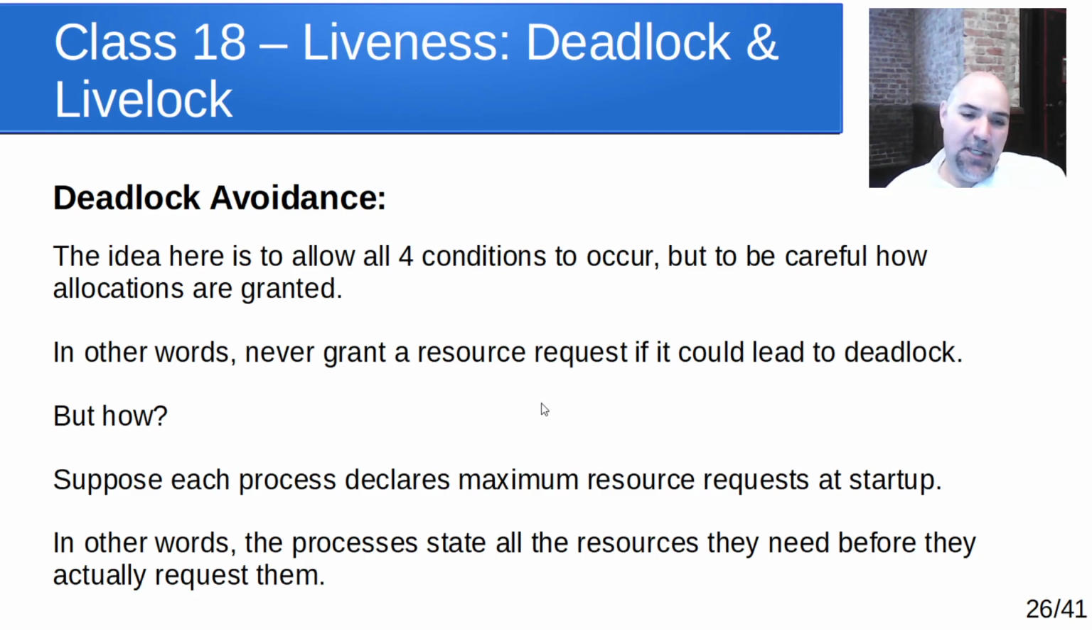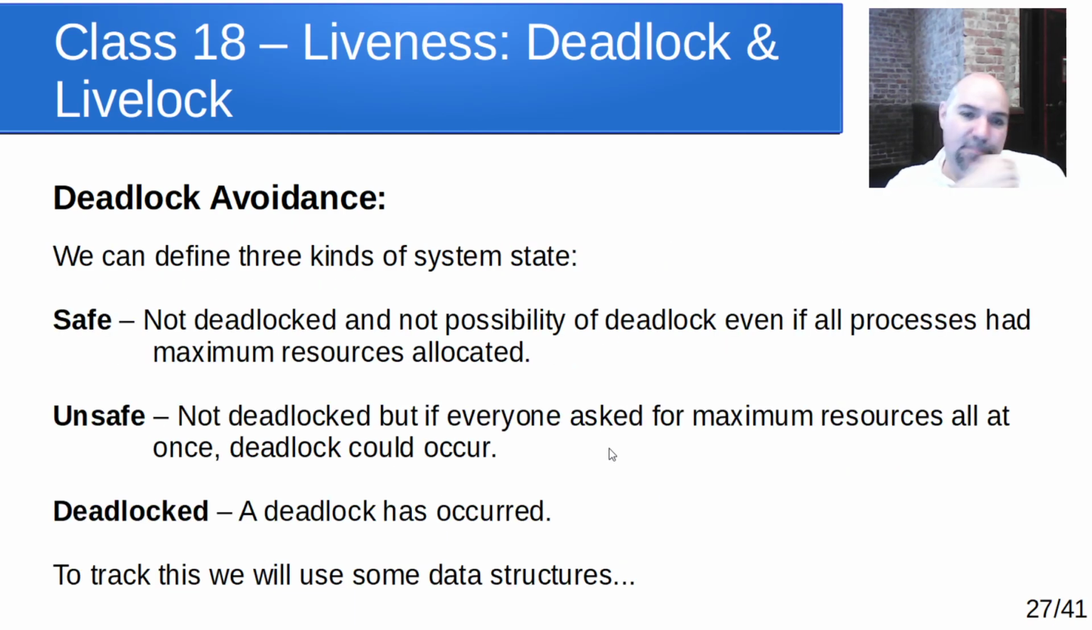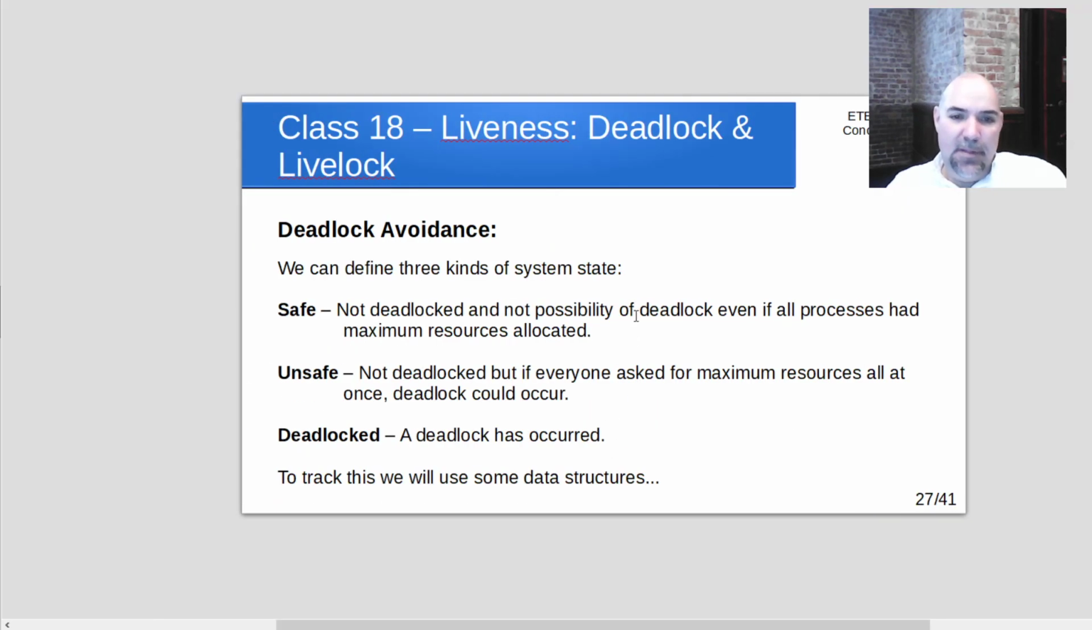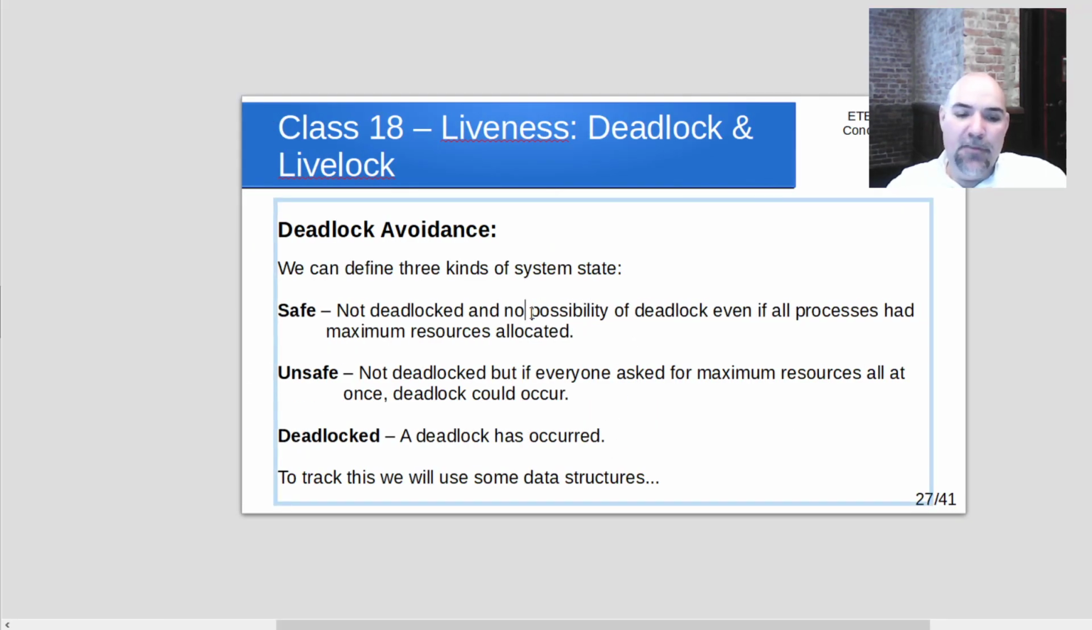And the idea is that each process declares their maximum resource requests as the process starts up. In other words, this process says, I'm going to need this account, I'm going to need that account. I'm going to need the camera, and I'm going to need the microphone. Now, I don't need them both right now, but I'm eventually going to need both of those. So they have to state all the resources they need before they actually perform the request. And so the idea here is we're going to define system states where we have safe, which is not deadlocked, and there's no possibility of deadlock, even if all the resource requests for the maximum are allocated.